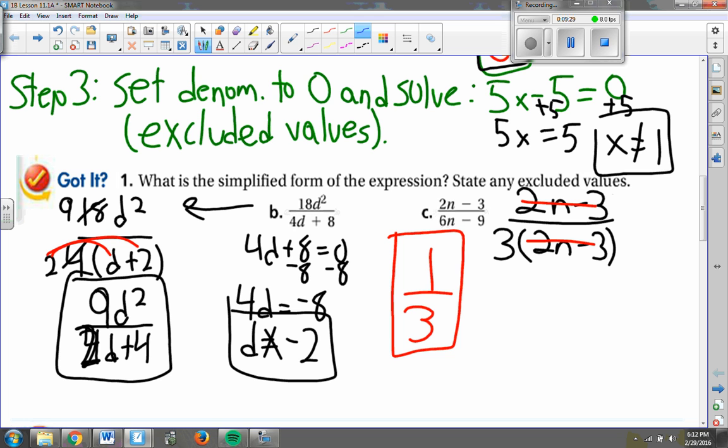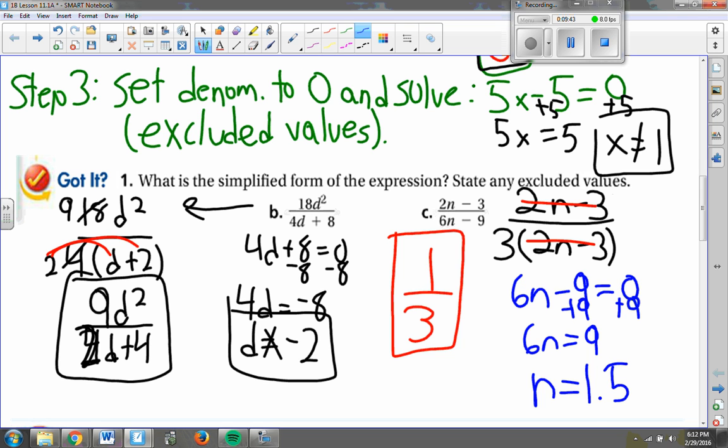But I have an excluded value: 6n minus 9 equals 0. Add 9 to both sides. 6n equals 9, n equals 1.5. So n cannot equal 1.5, but my simplified form is 1/3.